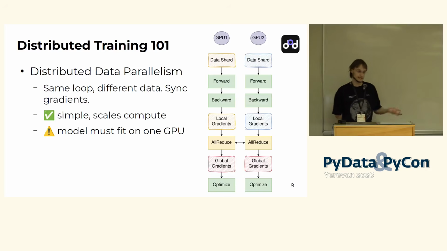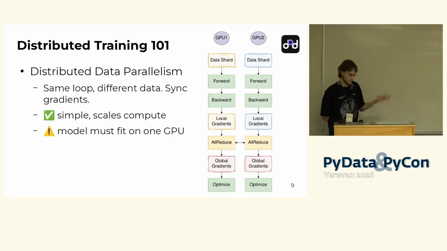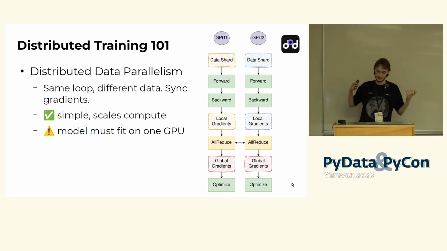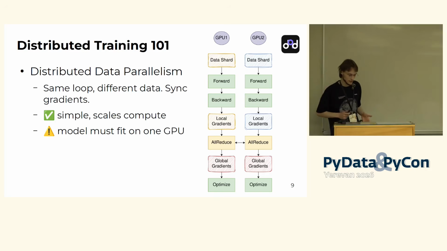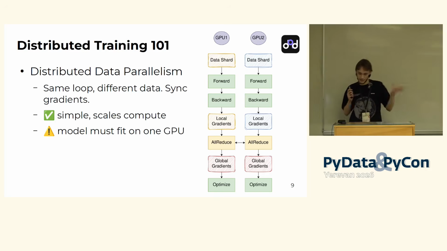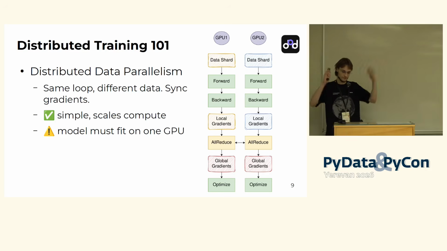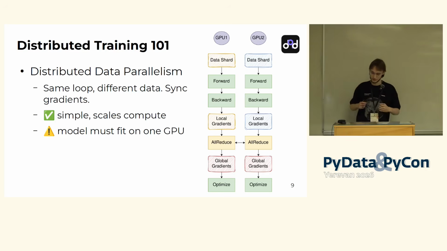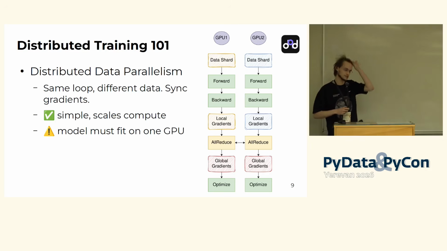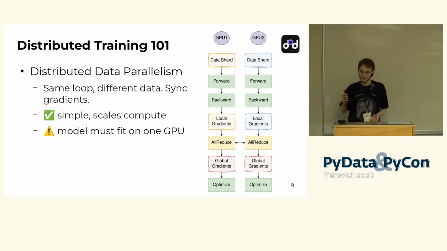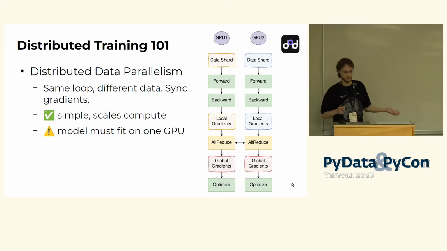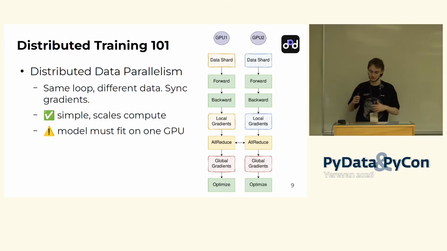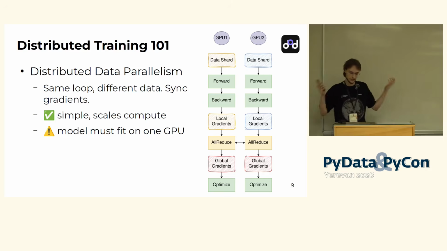The simplest distributed training strategy is distributed data parallelism. Basically you have the same train loop as in an offline one. The only difference is that on different GPUs, you use different shards of the data set. For instance, GPU number 1 uses samples from 1 to 1,000, GPU number 2 uses samples from 1,000 to 2,000, and so on. So you shard the data.